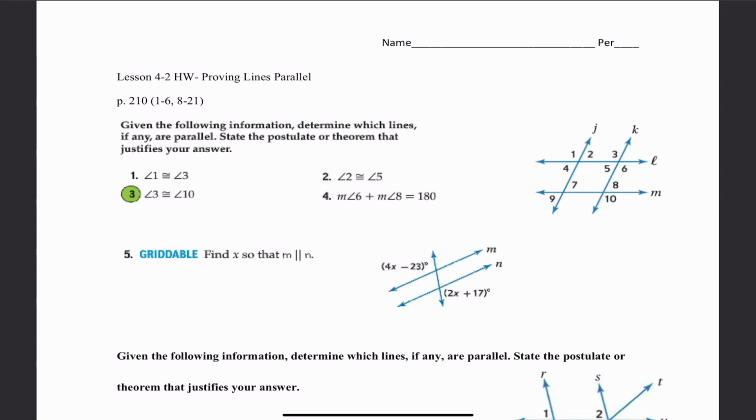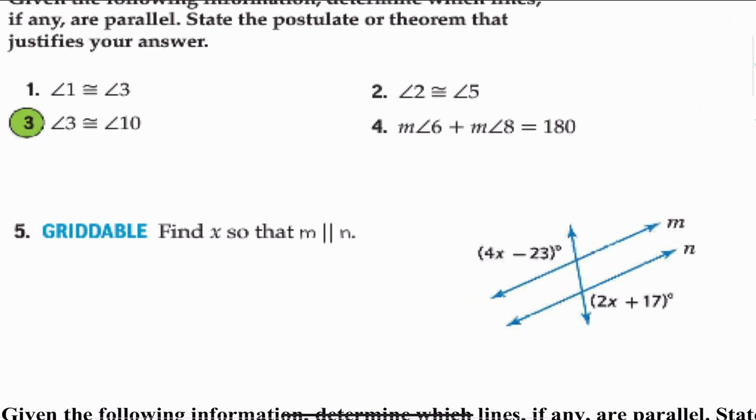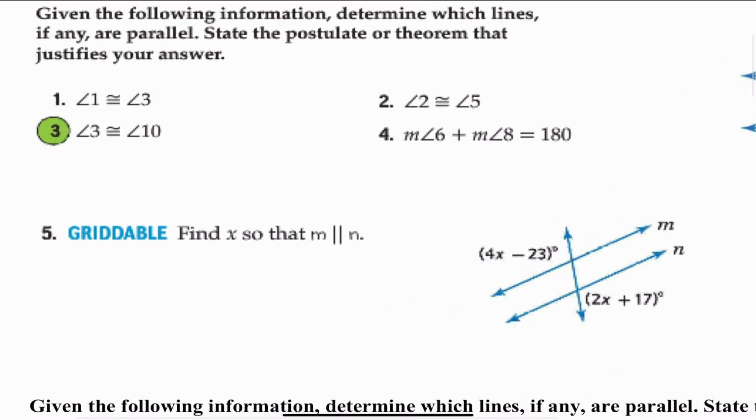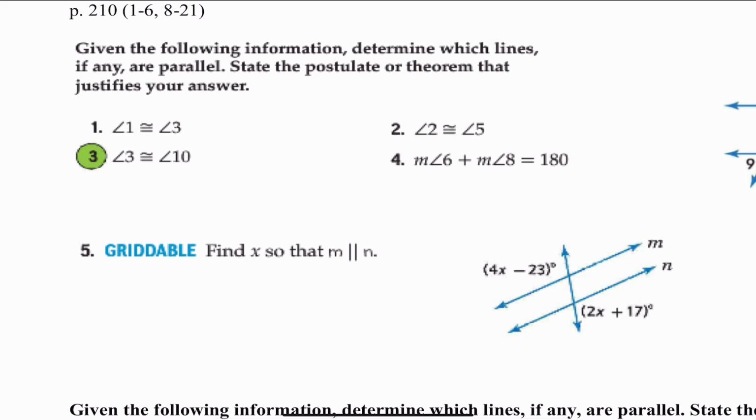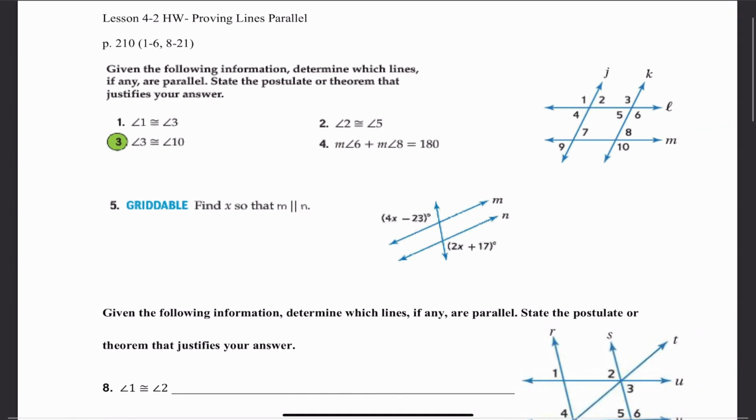Okay, as you are doing this homework assignment, it is so important that you read the directions. For instance, given the following information, determine which lines, if any, are parallel. State the postulate or theorem that justifies your answers. So, commonly from the students, I just see that you state the postulate or theorems, but you're forgetting to determine which lines are parallel. So let's go ahead and take a look at this figure right here.